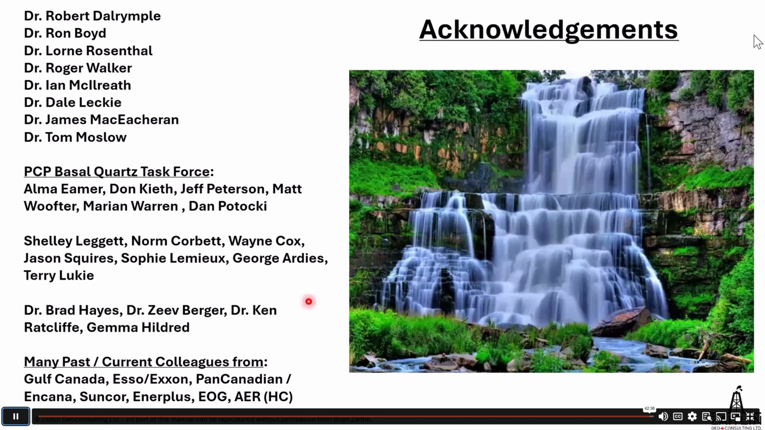And I think it's detailed work like this, that if we did it on other units within the basin, we'll get a good understanding of what's going on. Thank you.